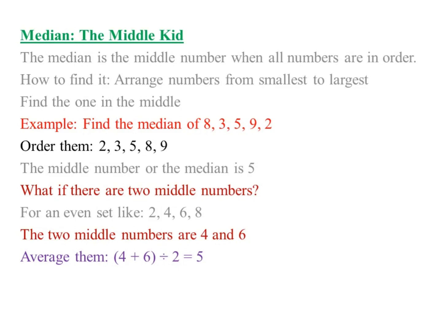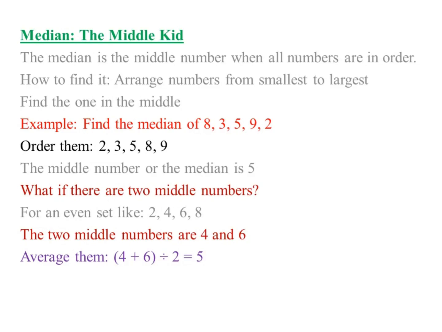Looking at the given example in this particular slide, the given number set is 8, 3, 5, 9, 2. The first thing you have to do is to rearrange the numbers from smallest to largest. Once you arrange the numbers, the set becomes 2, 3, 5, 8, and 9. Once you separate the higher half and the lower half, the middle number is the median of the number set. So in this example, the number 5 is the median.